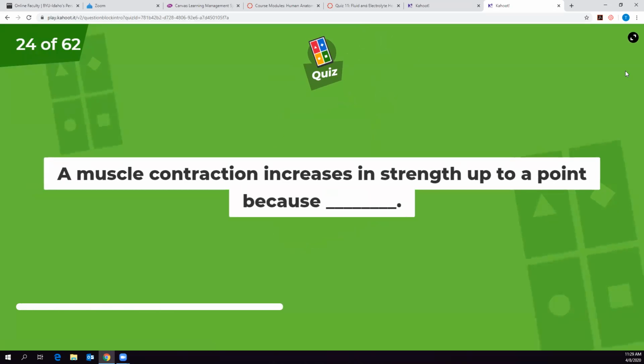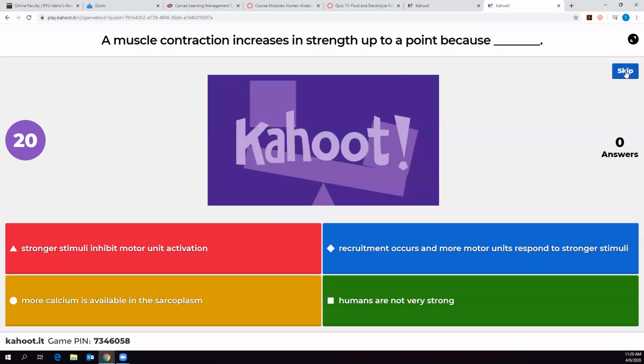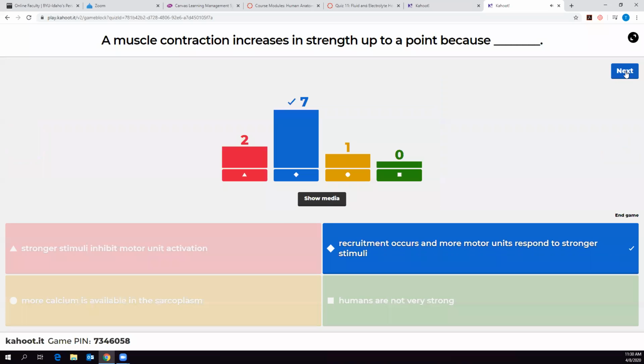All right, muscle contraction increases in strength up to a point because we're recruiting more and more motor units with stronger stimuli. Stronger stimuli don't inhibit motor unit activation, they recruit motor unit activation.